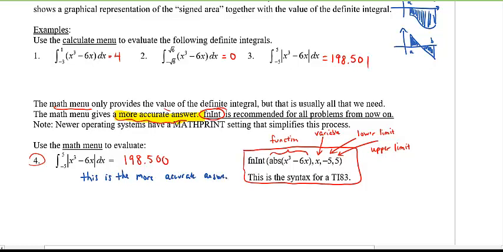Okay? And for the AP exam, this would be the actual correct answer. They would actually mark that one wrong. So please use the math menu when you're doing AP exam questions. Okay, enough with the calculator.